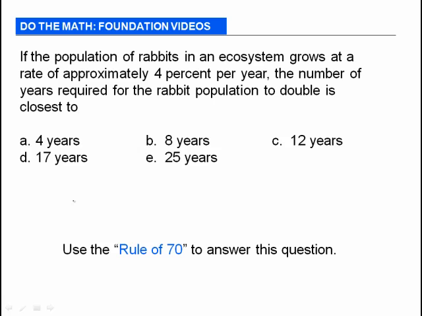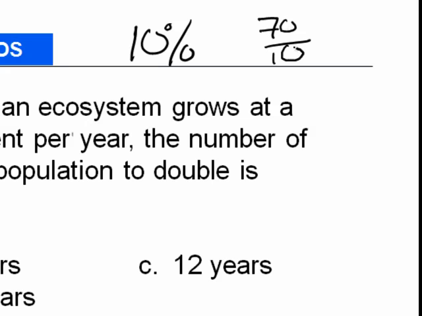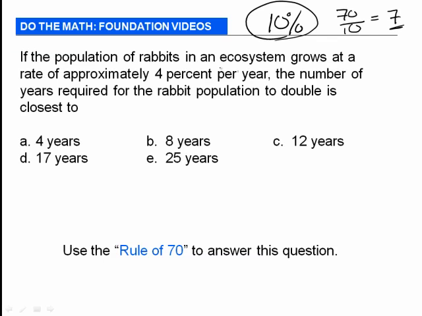To find the doubling time, a quantity growing at a given annual percentage rate, for example 10%, so if I have a 10% growth rate, you divide 70 by the percentage to determine the doubling time. So in the case of 10%, you would take 70, divide by 10, and 70 divided by 10 is 7. So if you have a 10% growth rate of something, it would take 7 years for it to double.